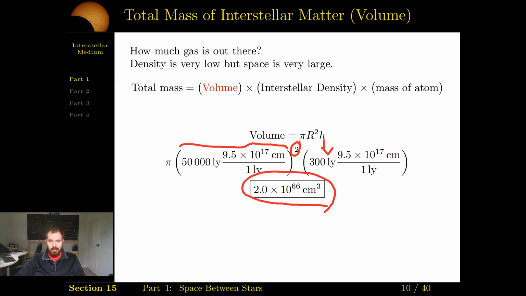All right. So we've got the volume. That was the hard one. Now we can figure out the density and the mass of an atom and bring these all together to get the mass of the gas in the galaxy. So table this number off to the side for now. It will come back for us when we actually do the full calculation. And let's get the density.